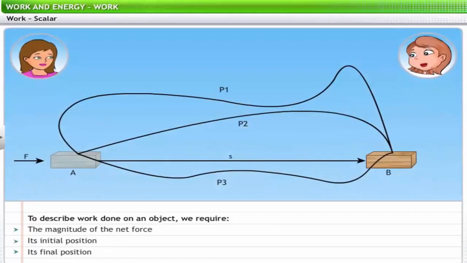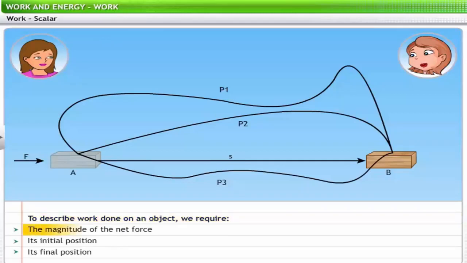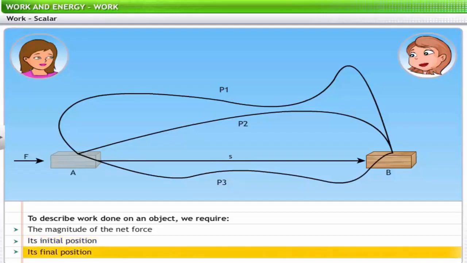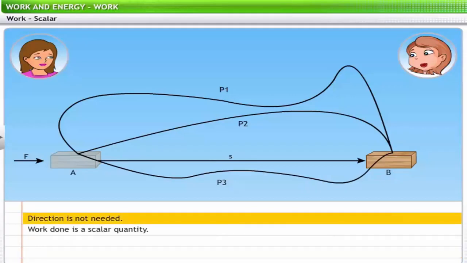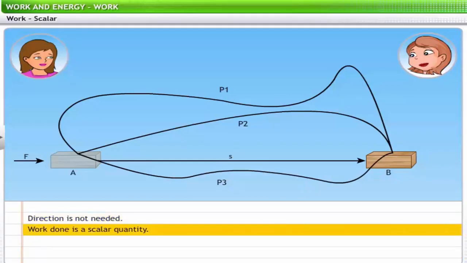Let me summarize what we have been talking about. To describe work done on an object, we require the magnitude of the net force acting on the object, its initial position, and its final position. We do not require the direction of motion of the object. Thus, work is a scalar quantity.